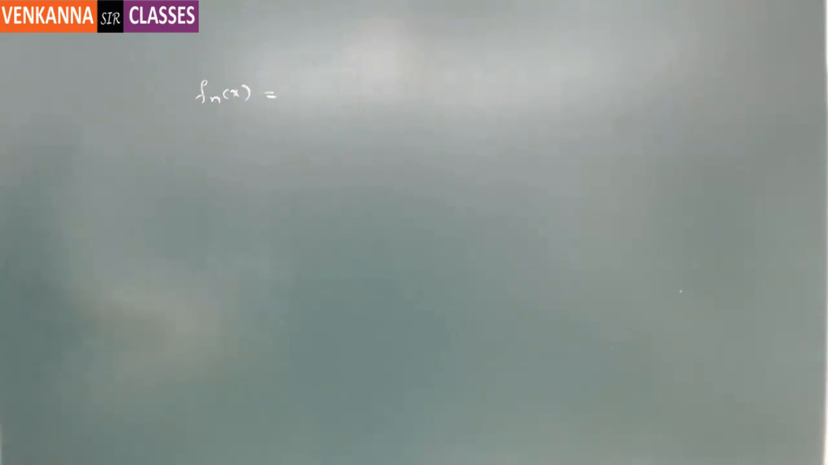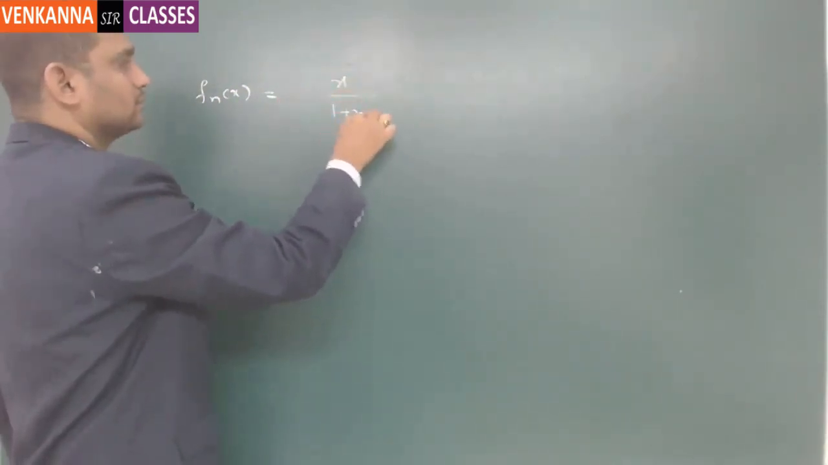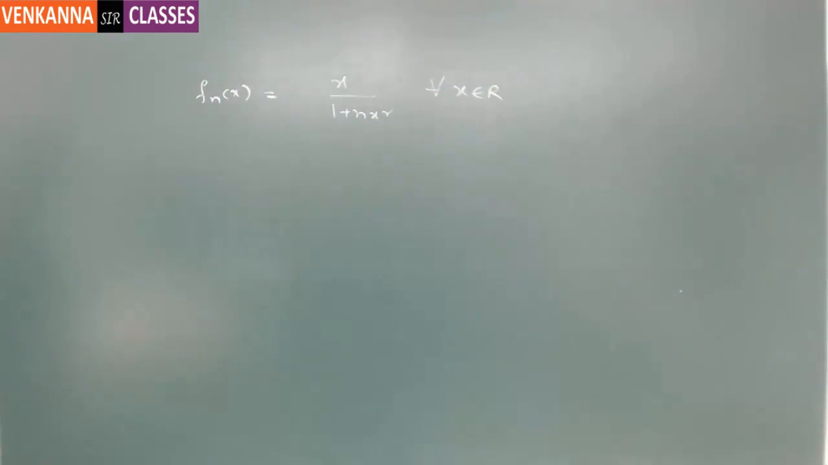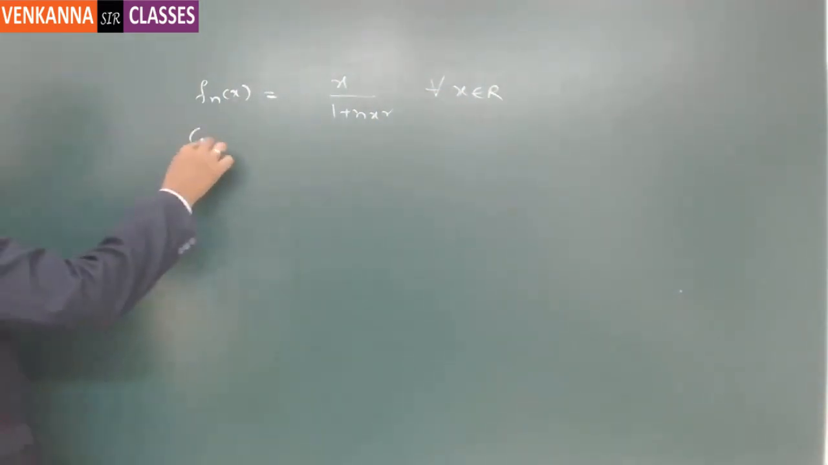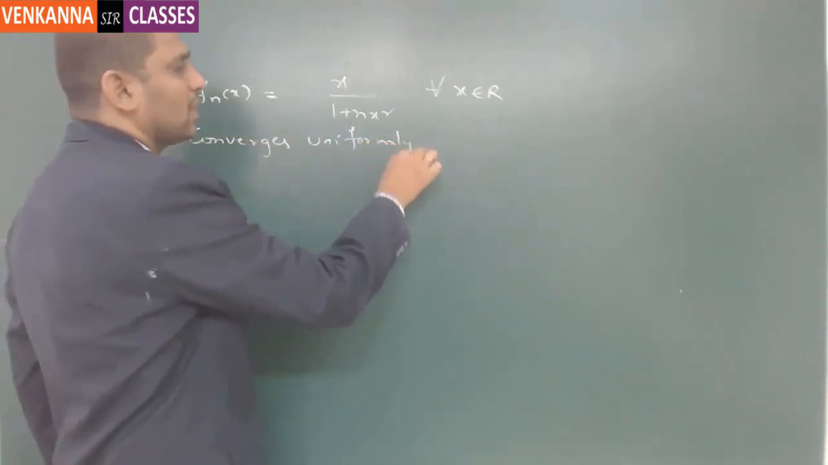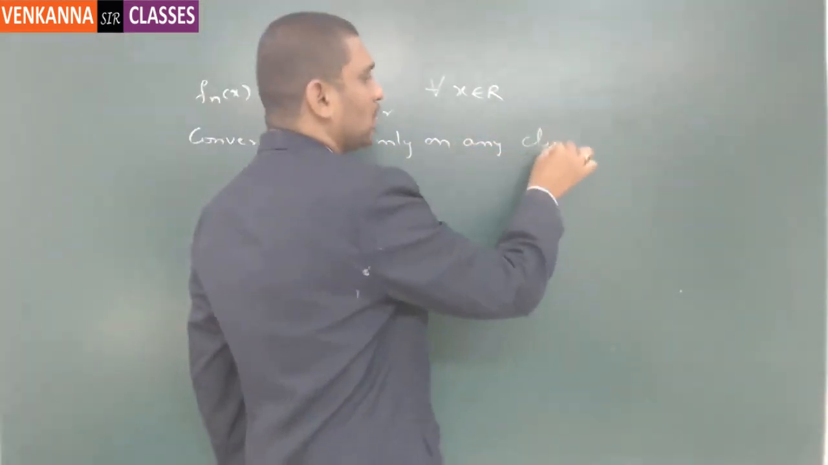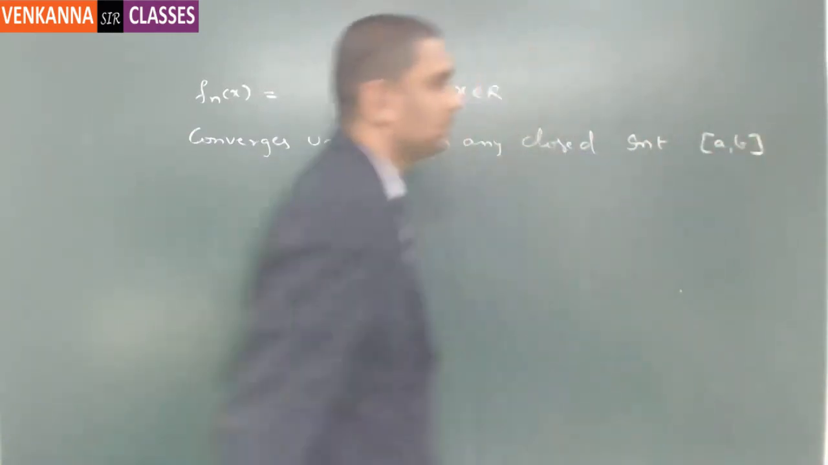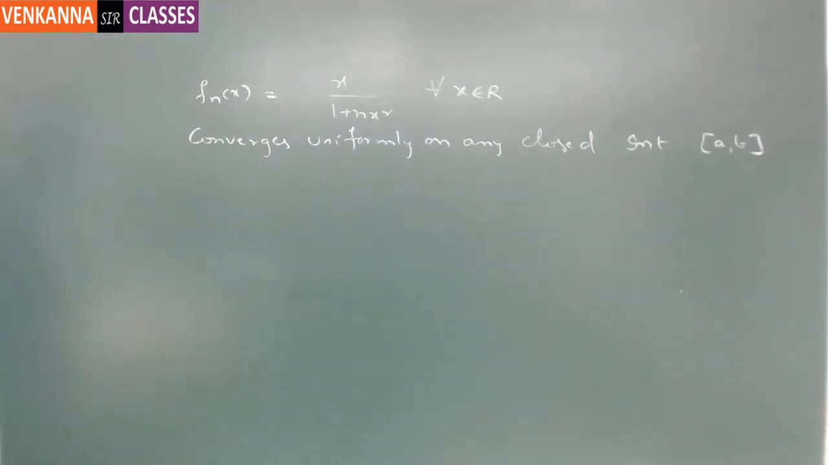So let us take that fn of x is equal to x by 1 plus nx square for all x belongs to R. And the question is, does it converge uniformly on any closed interval AB? This was the question tag. The function converges uniformly on any closed interval AB.